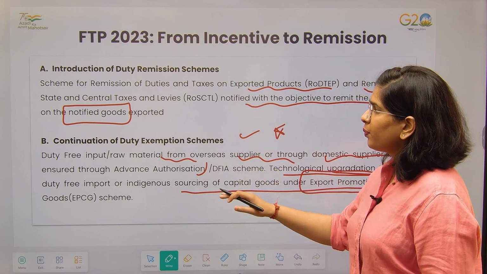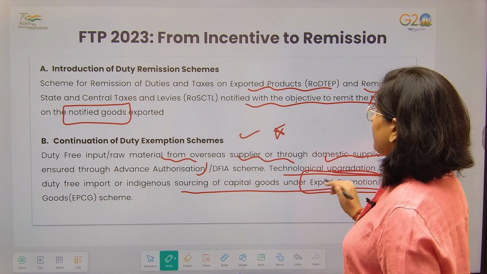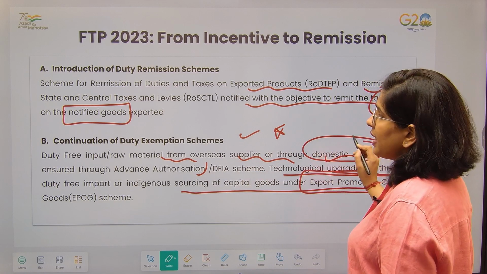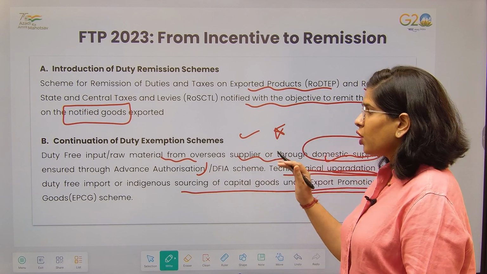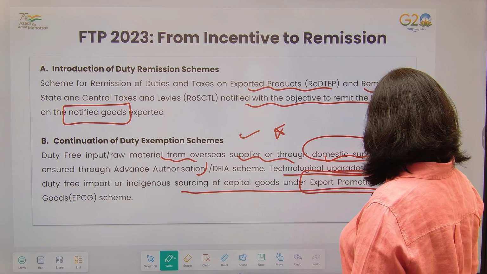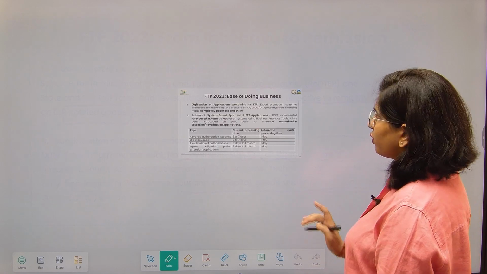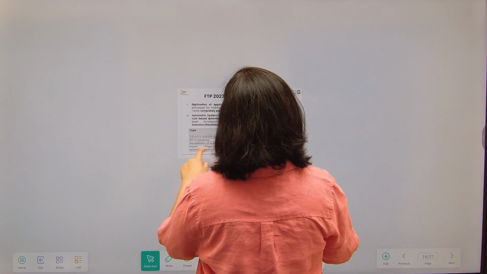So your duty-free inputs, raw materials from overseas suppliers or through domestic suppliers, will be ensured through the advance authorization. Now what is this advance authorization? We are also going to talk about it here. Okay. EPCG we have already discussed. See over here.